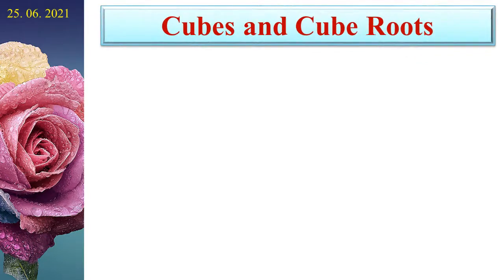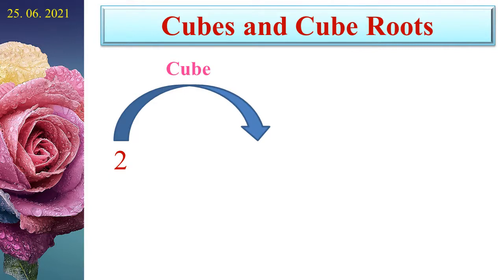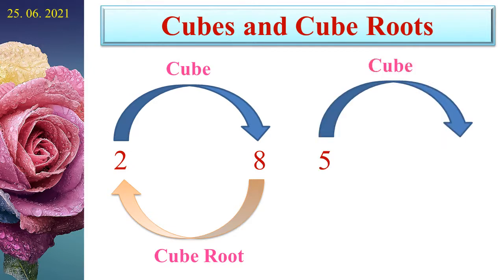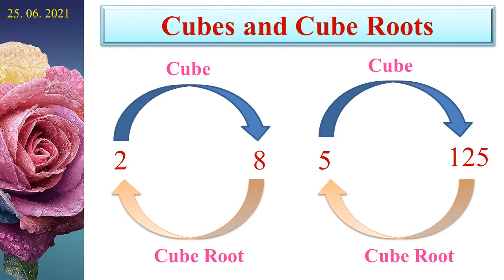Let us learn about cubes and cube roots. As we say, cube of 2 is 8, then we can also say cube root of 8 is 2. Let's see one more example. Cube of 5 is 125. Then we can also say cube root of 125 is 5.